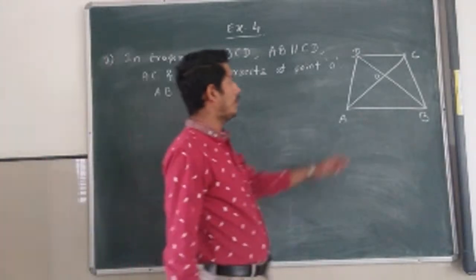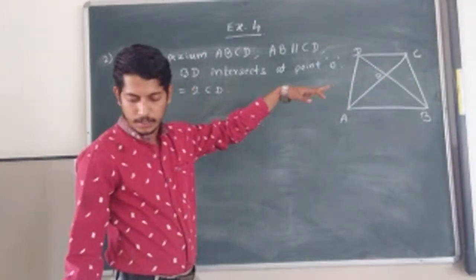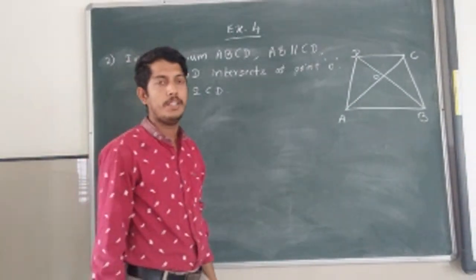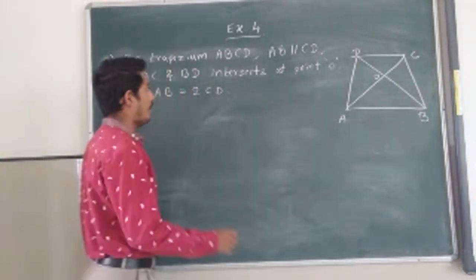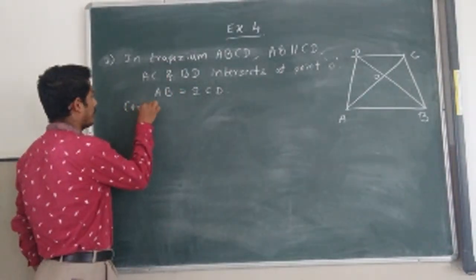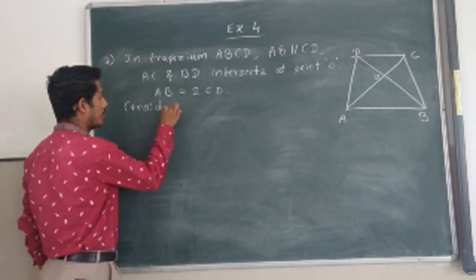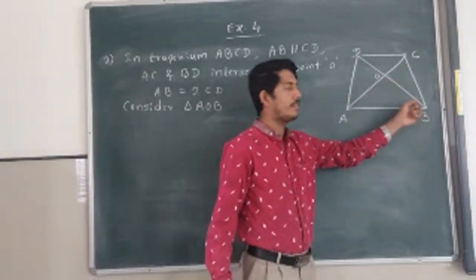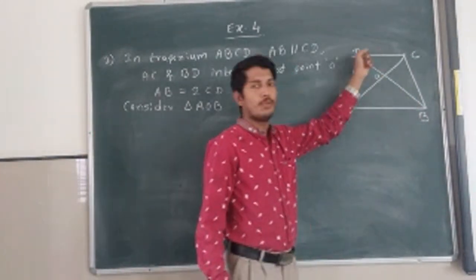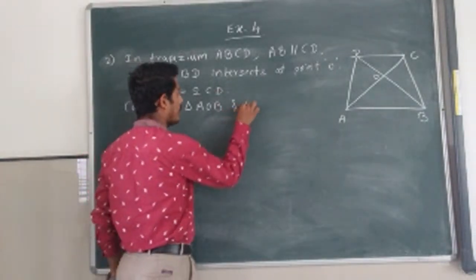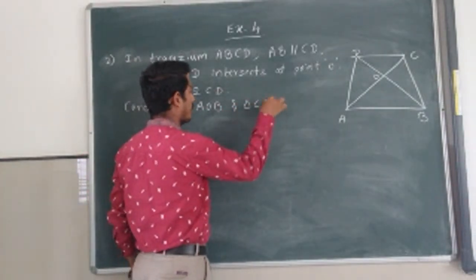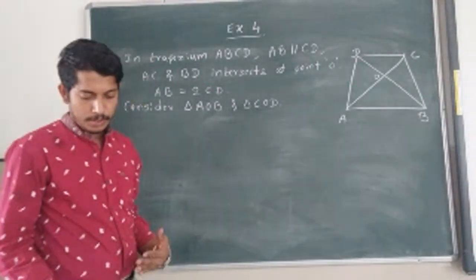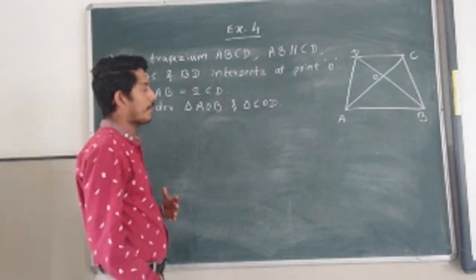Now we have to find the ratio of the areas of triangle AOB and triangle DOC. So consider triangle AOB, that is the first triangle, and triangle COD. These are the two triangles that are considered. Now first we will prove they are similar to each other.